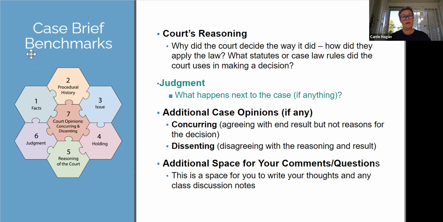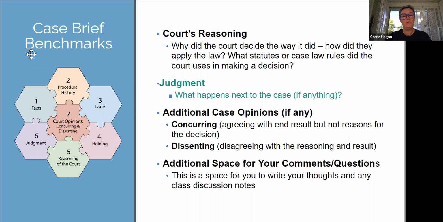Occasionally, your cases will have additional court opinions after the majority opinion. Do not skip those. You will want to read them because each one of those opinions raises different points. There are two types of extra opinions, concurring and dissenting. Concurring opinions is where the person concurring agrees with the end result, but they might not agree with all of the reasons for the decision. And so they explain why and what they might have done differently.